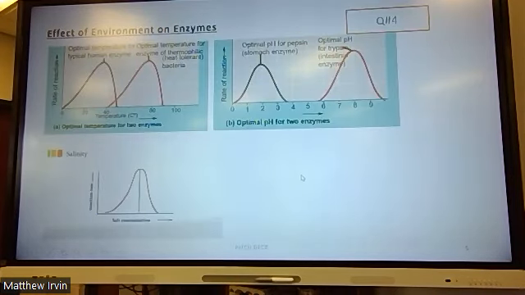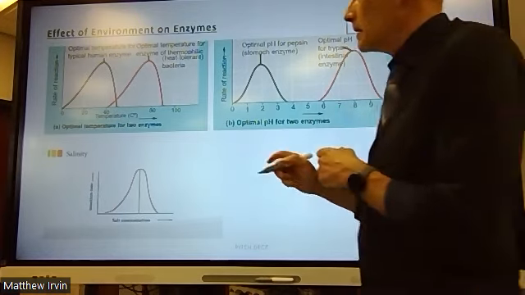So things that affect enzymatic reactions, we're going to have optimal temperature.